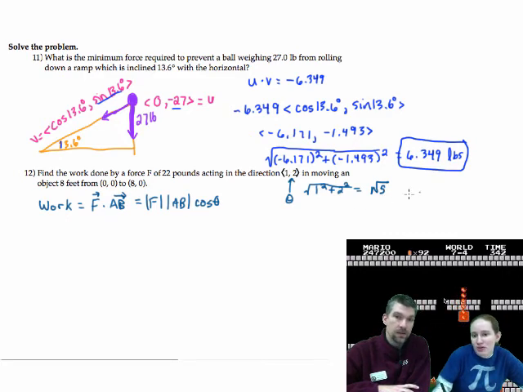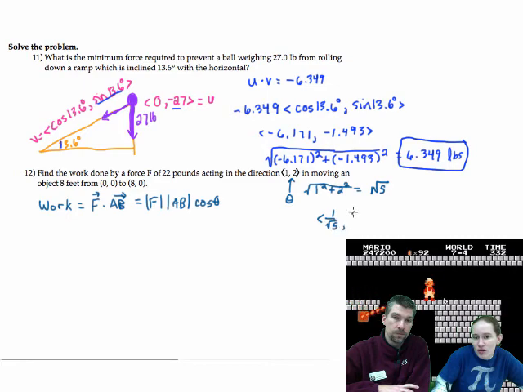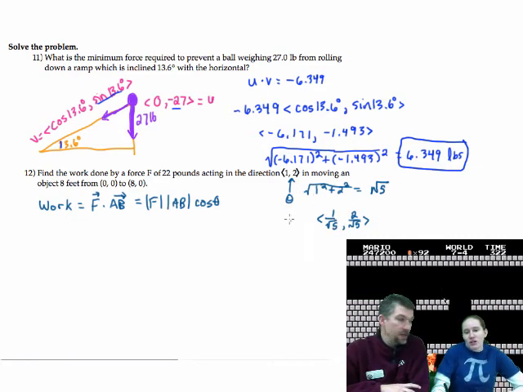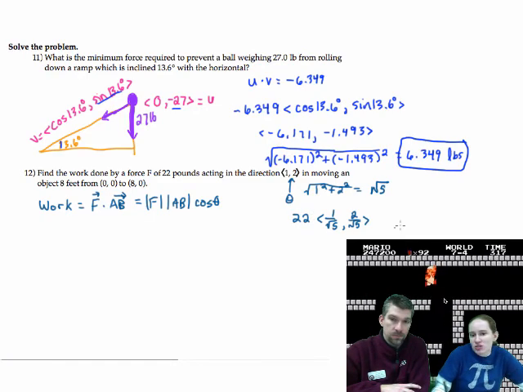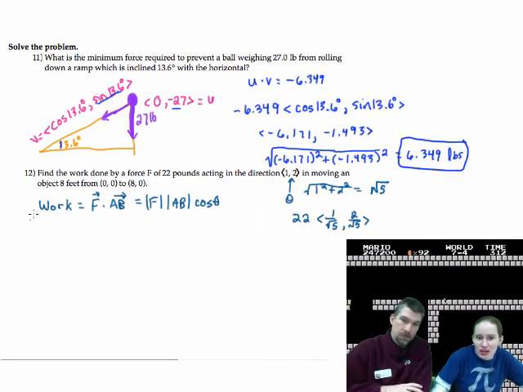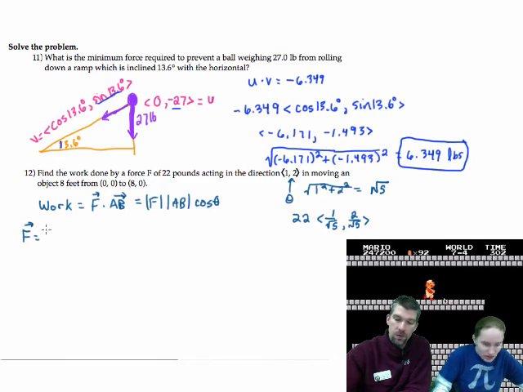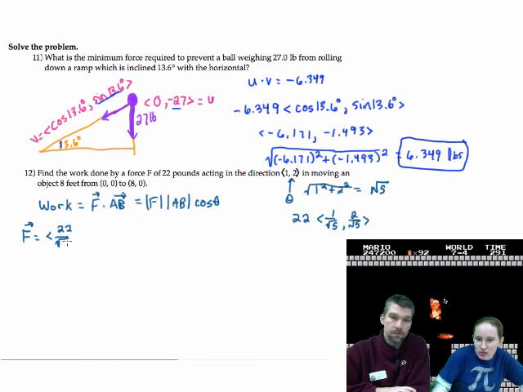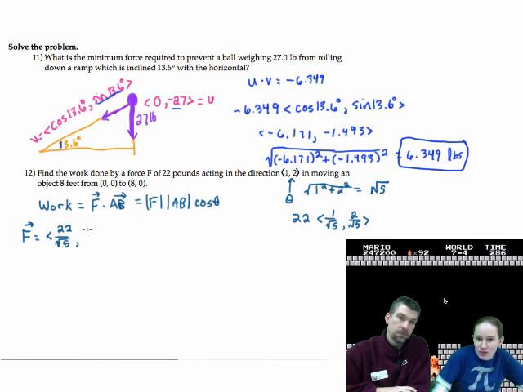You just divide both of these by the square root of 5. So 1 over the square root of 5, comma, 2 over the square root of 5. I love unit vectors because now we can make that any length we need. You just stick a 22 in front of it and distribute, and now that's what F is in component form. Let's not worry about decimals yet. 22 over the square root of 5, comma 44 over the square root of 5.